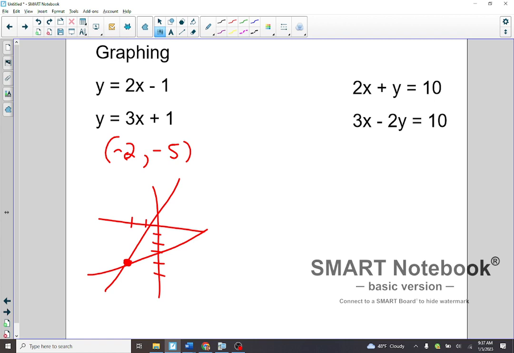So that's level 1, when it's set up perfectly for you. Level 2 is not set up perfectly for you. If you notice, all the level 2s, we have to do a little bit to make it work. In this one, I need it to be y equals. If it's not y equals, it cannot be done.